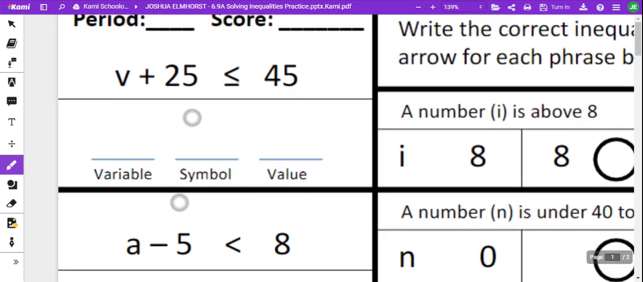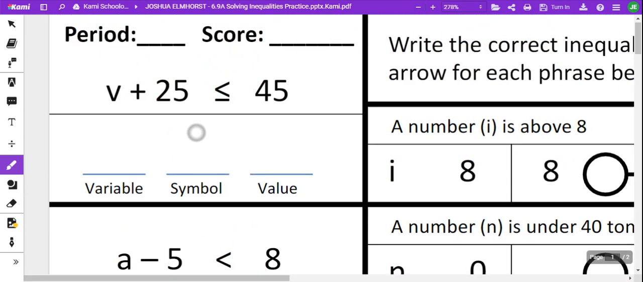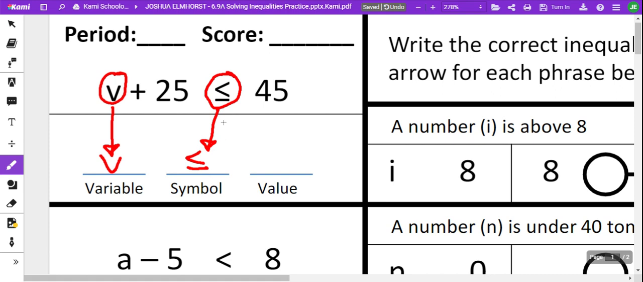So if we take a look at the first inequality, we have V plus 25 is less than or equal to 45. First things first, you're going to bring your symbol down. The symbol does not change. The variable does not change. So you're going to bring the variable down and the symbol down.